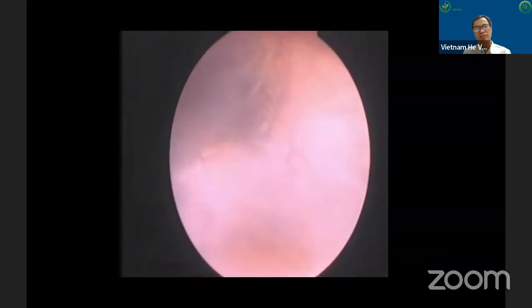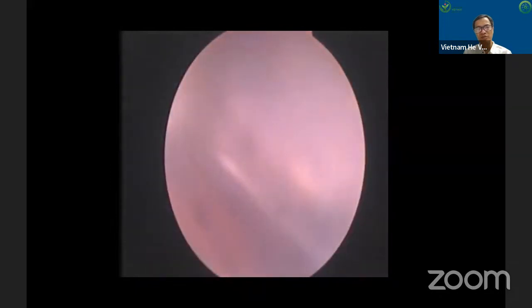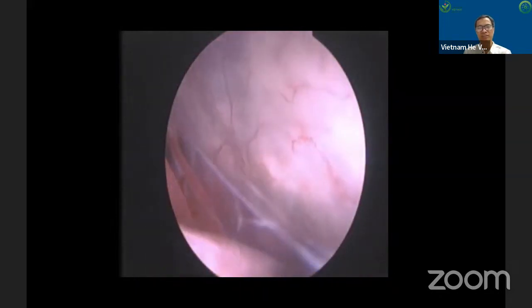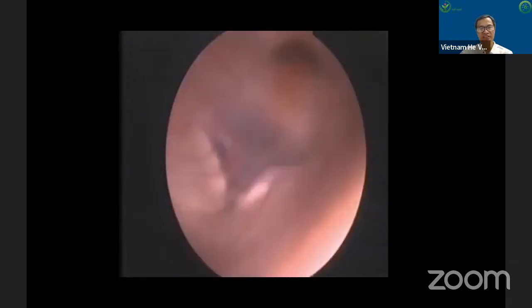And for the scope technique, it is a blind time. You can see it is blind time. I didn't see anything. It is very important, and I make a hole. It's done. It's very fast, but it's a little bit dangerous.